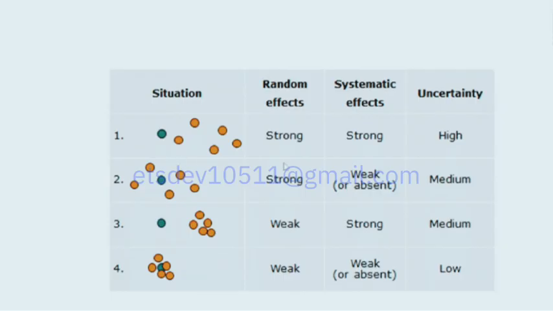If, on the other hand, your random effects are still very high, but you have reduced the systematic effects, the uncertainty is medium. If the random effects are low, if all the analysts are getting similar values, yet the systematic effects, if the balance is giving a wrong reading or the oven is giving a lower temperature, your uncertainty is still medium. So the best is to have your random effects minimal as well as your systematic effects minimal. Then you will find that the uncertainty is very, very low. And when you do a measurement of uncertainty, you will also find that it is low and acceptable.